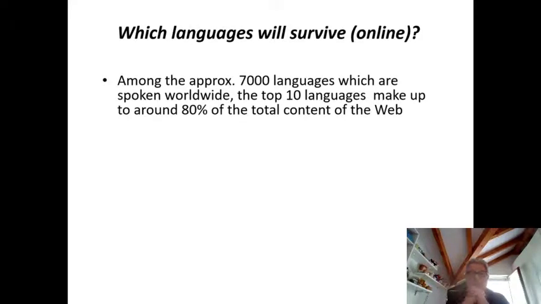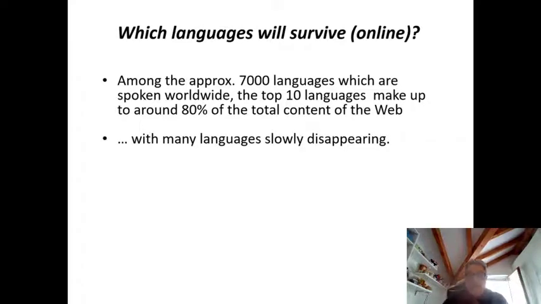So as I said before, even if we have around 7,000 languages, the top 10 languages make up 80% of the total content on the web. I don't know how correct this figure is. It might be wrong, but I think it does capture the situation. And I also believe that the situation is getting worse and worse. And clearly, many languages are slowly disappearing. In a globalized world, if you want to be a citizen of the globalized world, if you want to do business, being or not being on the web is not a detail.